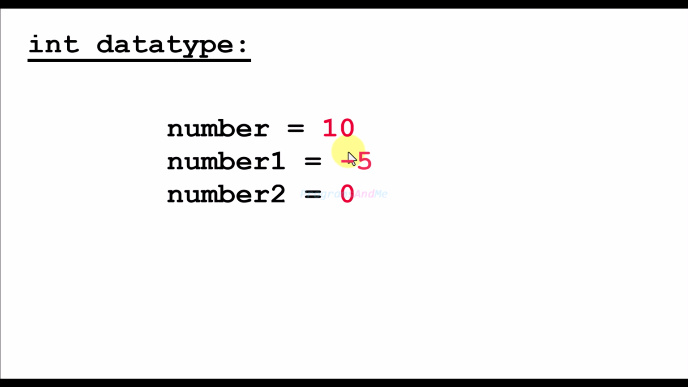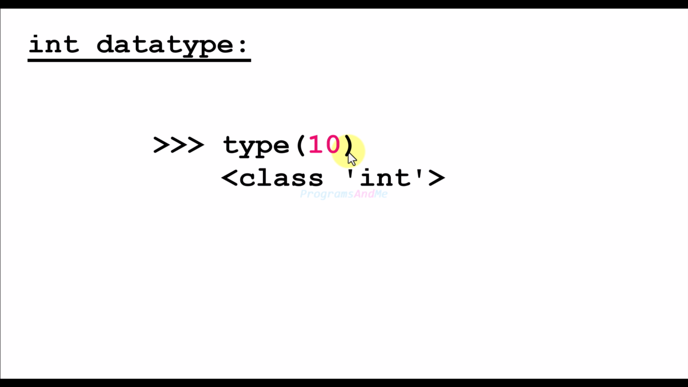And to check the type of a variable or value in Python, we can use the built-in type function. Here if I take an integer value and check the type, for example type of 10, then we'll get class int. In Python, everything is an object and every object belongs to a class. Int is not just a data type, it is actually a class in Python. That's why we'll get class int here.